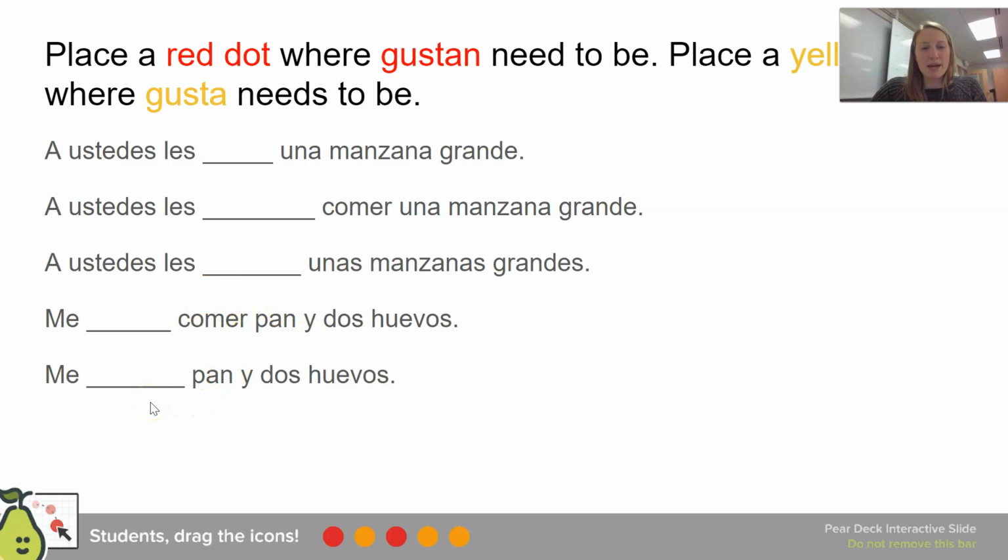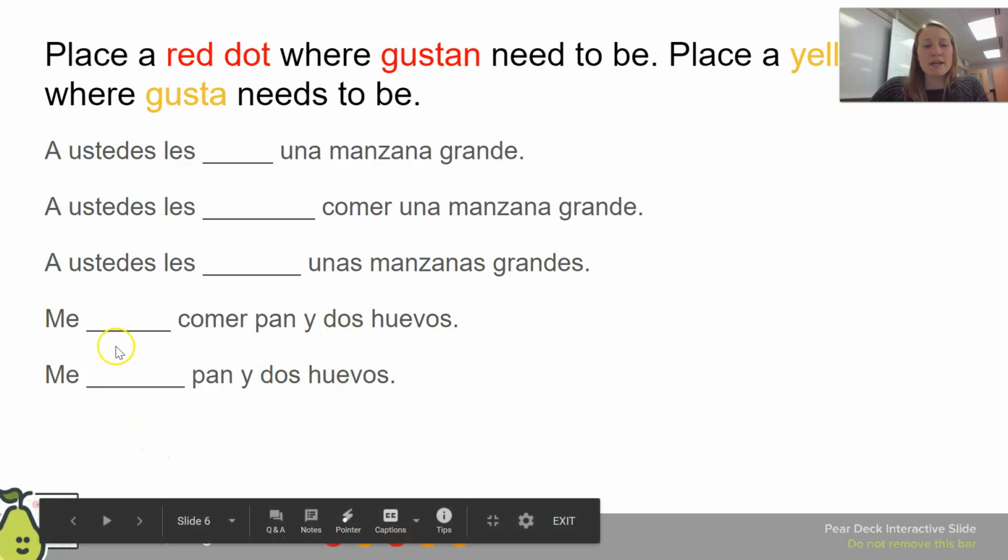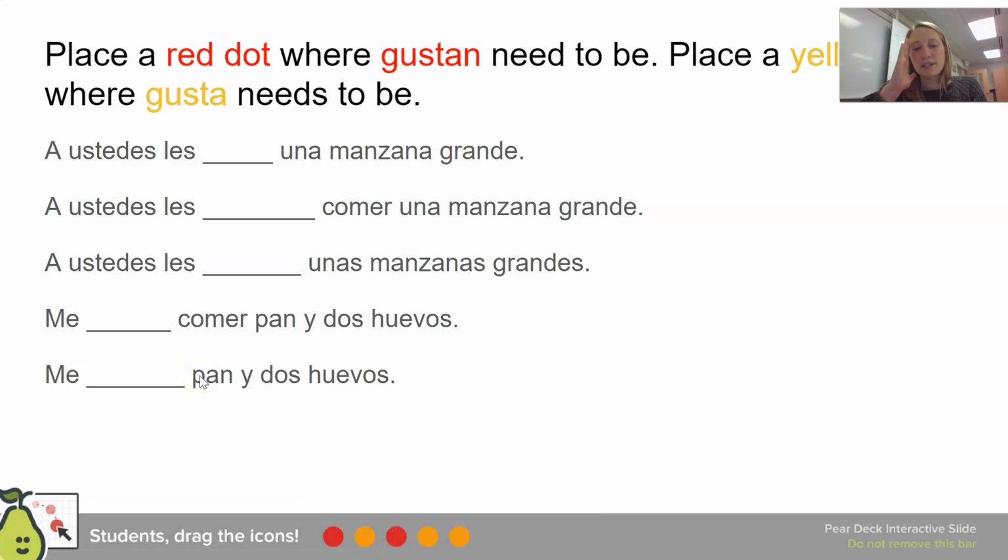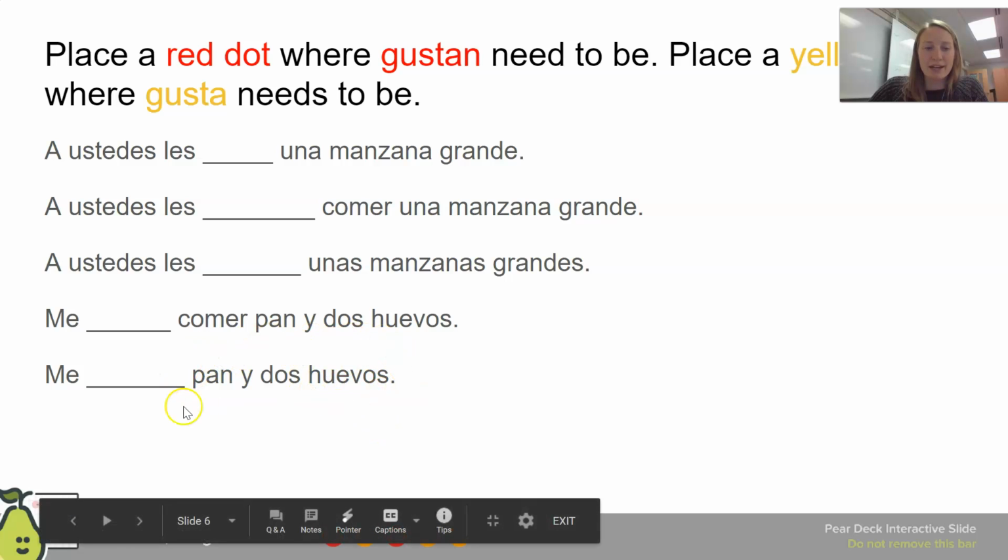And me blank pan y dos huevos. I wrote these sentences next to each other for the contrast. It should be me gustan, right? Because what's following, even though this is a singular noun, pan, it says y dos huevos, so it's plural things that I like. I like bread and two eggs. So me gustan pan y dos huevos.